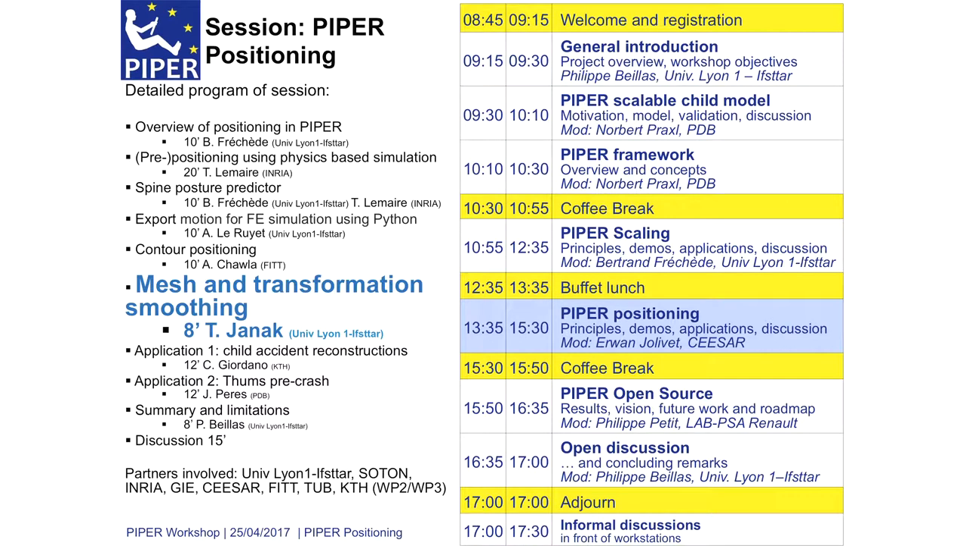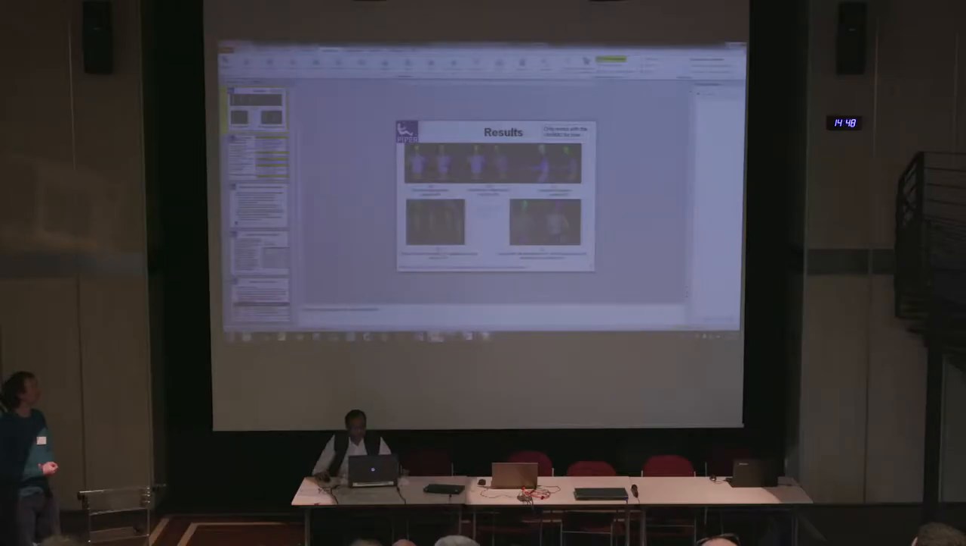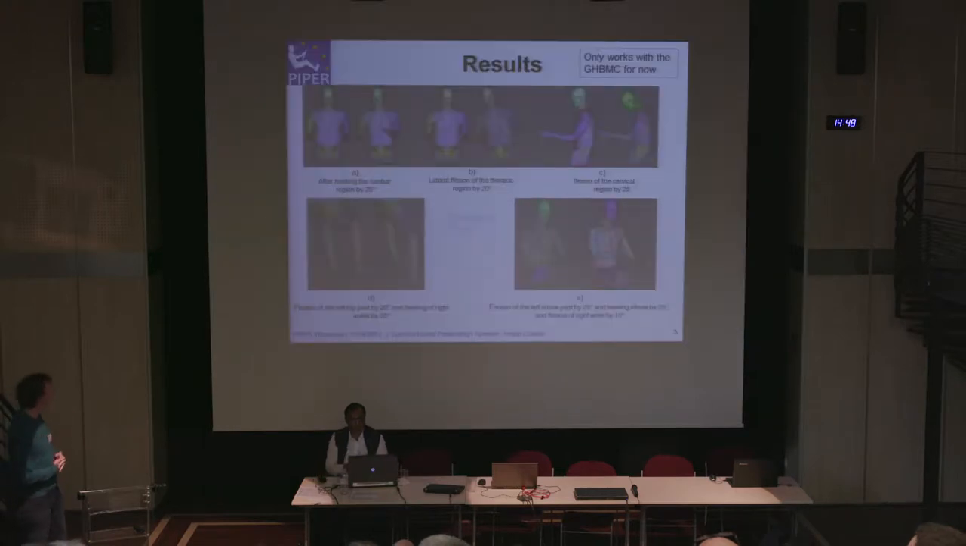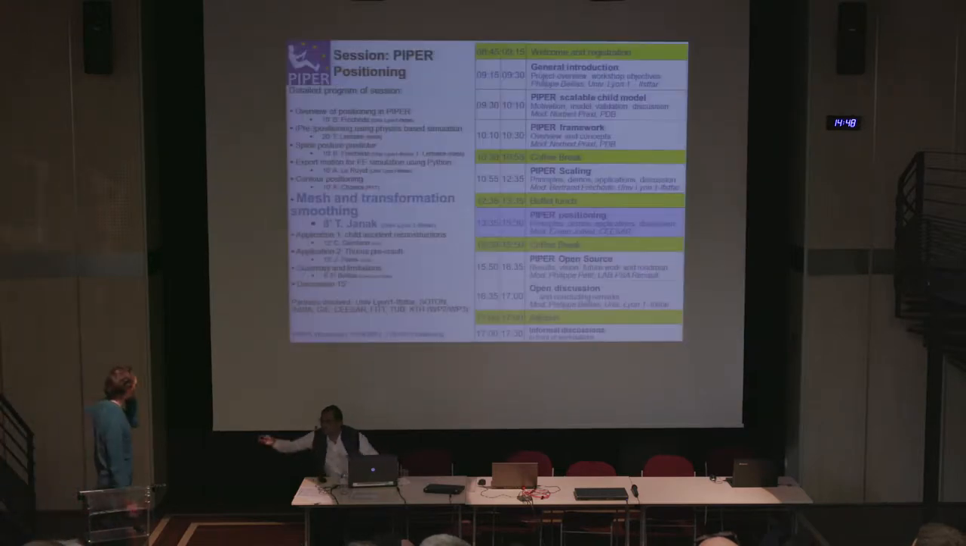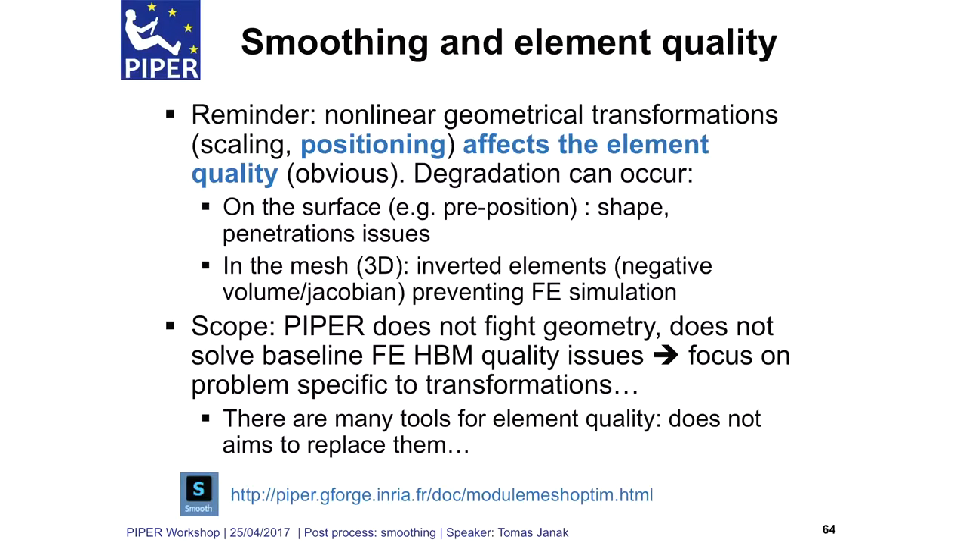Okay, I will now very briefly not talk about positioning, but rather some post-processing that you might be interested in doing after you are done with using all those positioning tools that have been presented now. So obviously, all those transformations that you can do within Piper will have some impact on the quality of the elements of your model, and often this impact will be negative. So some smoothing might be the right thing to do.